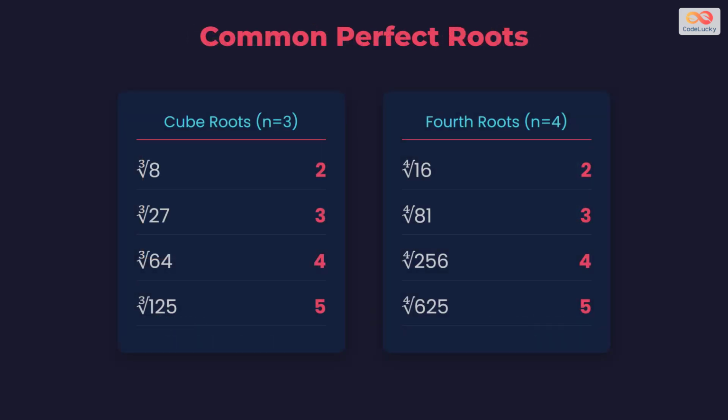Here are some common perfect roots that appear frequently in algebra. Memorizing the cube roots of 8, 27, and 64, as well as the fourth roots of 16 and 81, will make mental math much faster when solving problems.